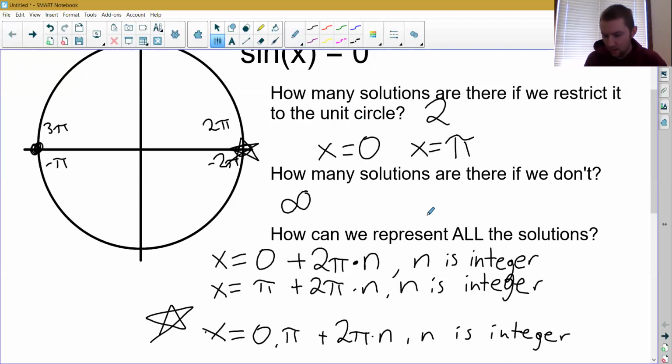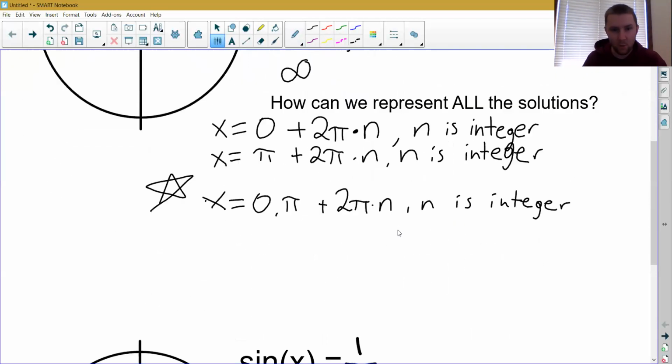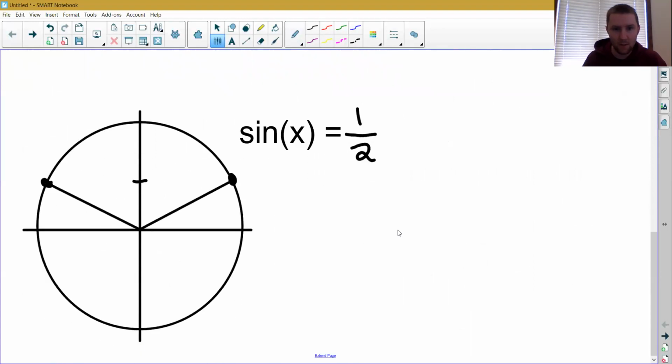Number 9. 6-9, which is on the next page for you guys, basically wants us to do the same thing, but it wants us to do it with the equation we looked at yesterday. Okay, sine of x is equal to a half. So I've already given you sort of what they gave you.